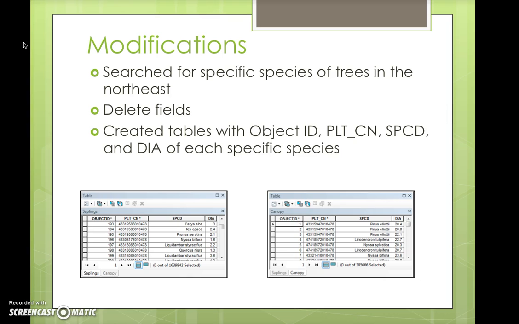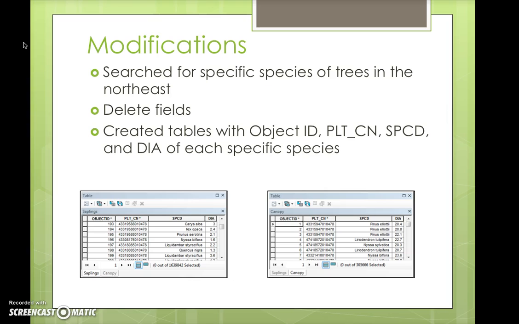The modifications I did: first, we had to search for the specific species of trees. Like I said, there were millions of fields, so deleting these fields and getting everything organized took a good day or two. We created tables with object ID, the PLTCN, SPCD, and DIA of each specific species. The object ID represents the specific tree. The PLTCN was used to join our field to a summary table.